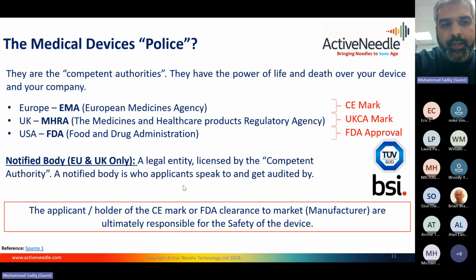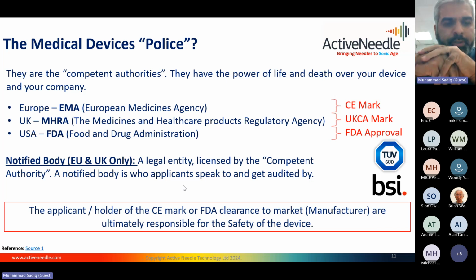And then come notified bodies. These are essentially the legal entities that are licensed by the competent authorities, for example, EMA in Europe. And these are the bodies that the applicants, the medical device companies, talk to and get audited by.